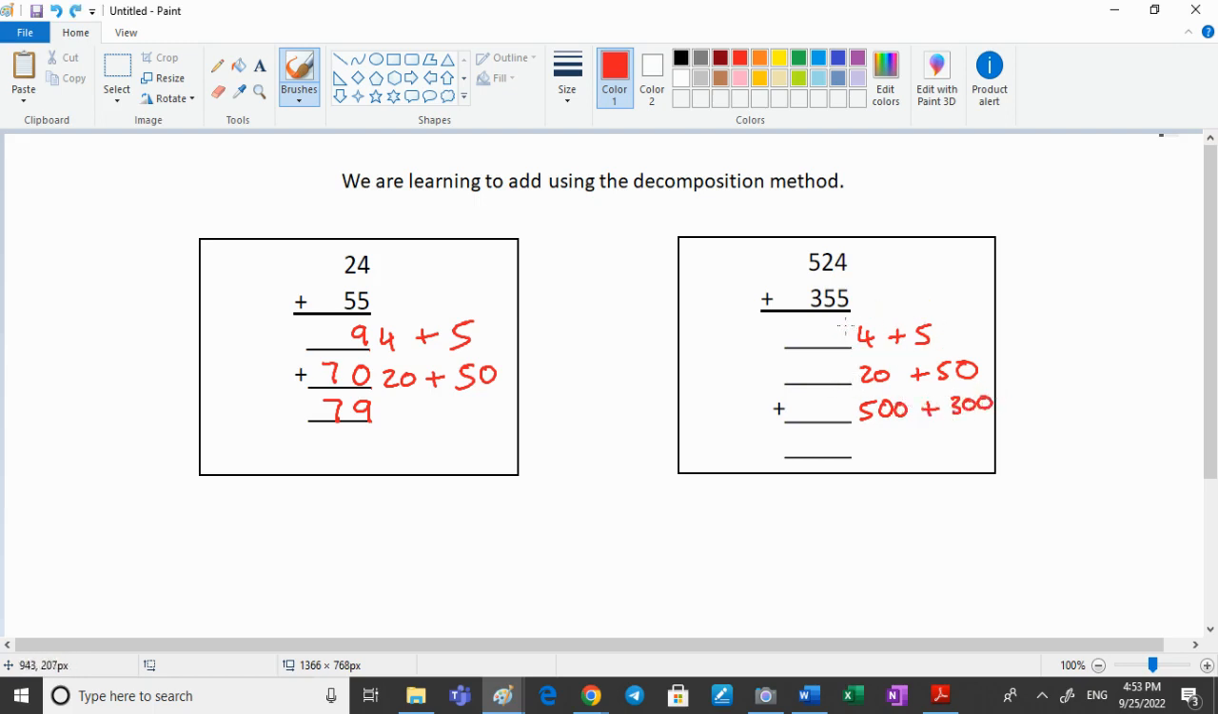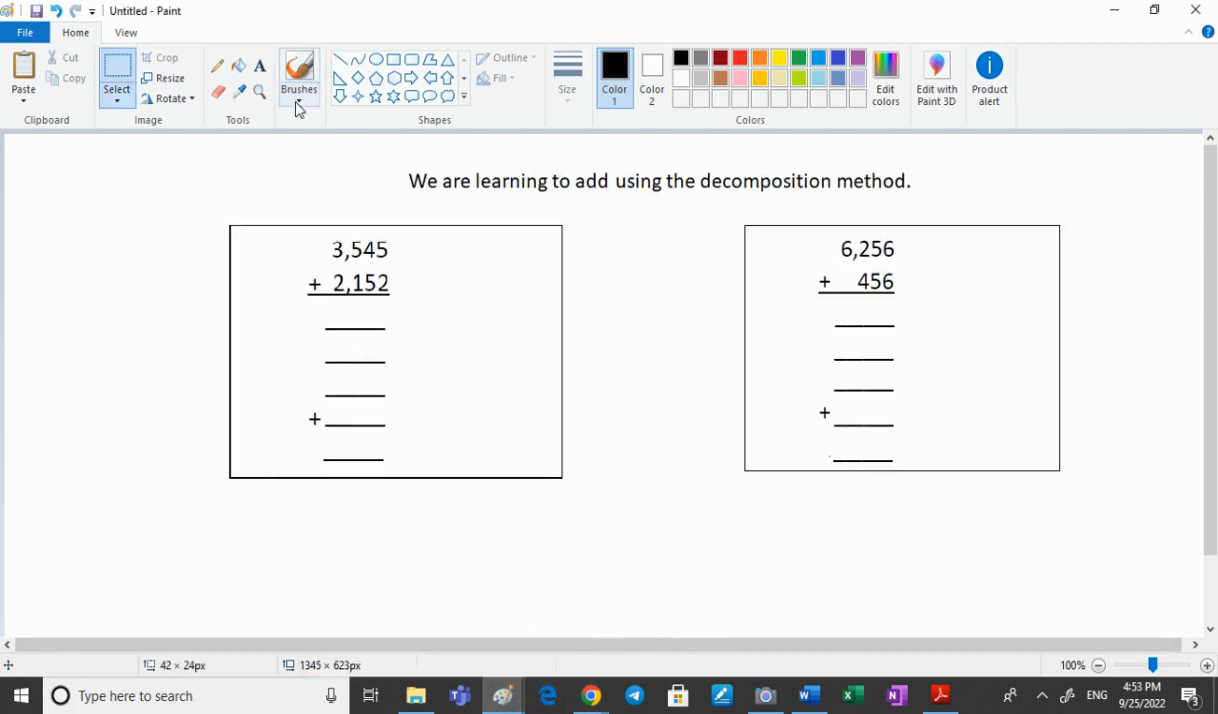Again, we add 4 plus 5 is 9. 2 tens plus 5 tens is 7 tens, which is 70. 5 hundreds plus 3 hundreds is 8 hundreds, 800. And I've lined them all up here. So 9 is 9, 70 is 7, and 879. I'll go on to some more examples now.